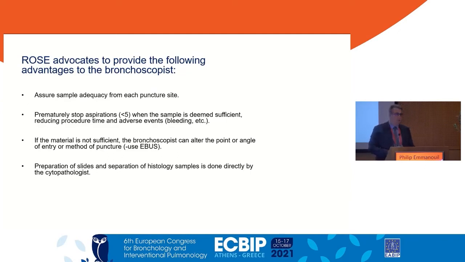So with ROSE, we aim to assess sample adequacy. This is the most important issue. In the past there were some scientific questions about whether we can prematurely stop aspirations, doing fewer than 5 when we do TBNA once the sample is adequate, so that we can reduce adverse events such as bleeding. This is not a matter at this moment because even if we have sample adequacy, we need a lot of samples in order to do the molecular testing or the immunological testing as well.